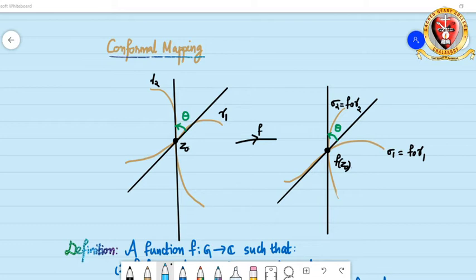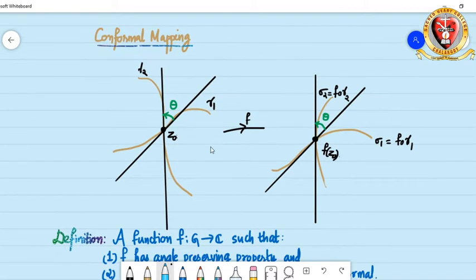In today's video lecture, we are going to see what conformal mapping is and infer how the exponential function is conformal, along with some properties related to the exponential function and conformal mapping. We got a brief idea that angle preserving functions are called conformal mappings.